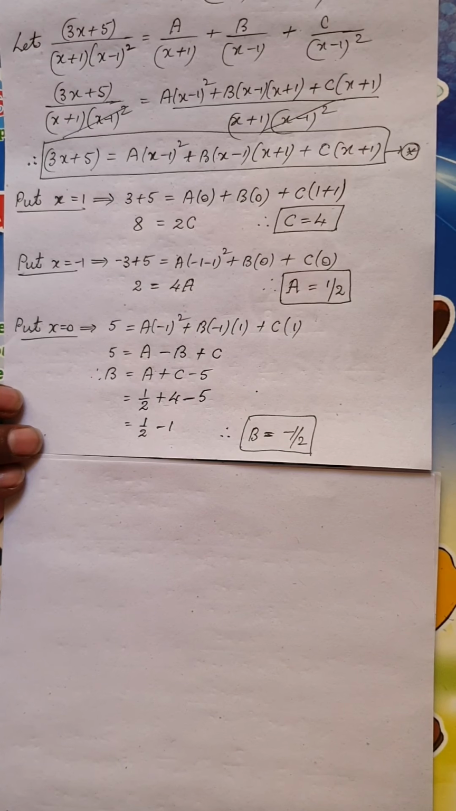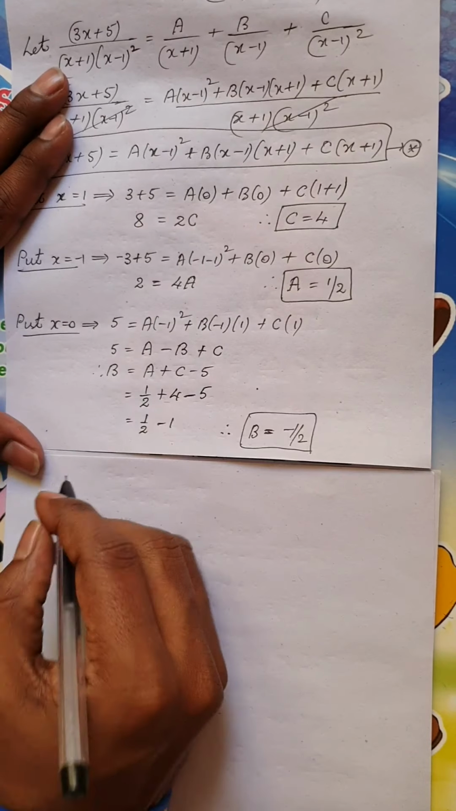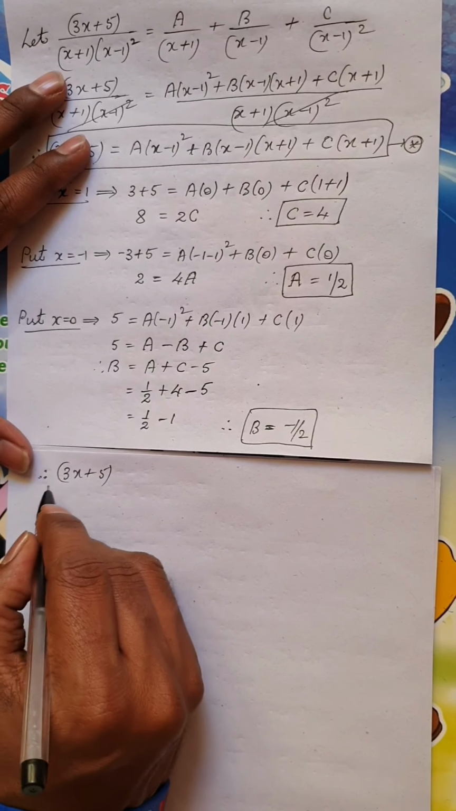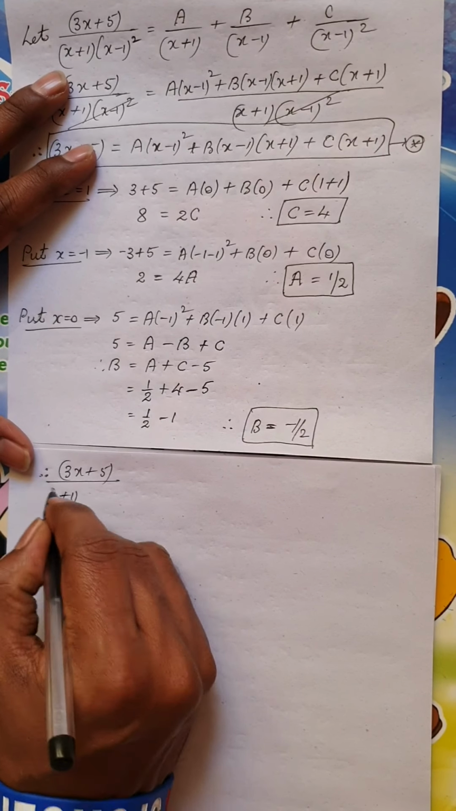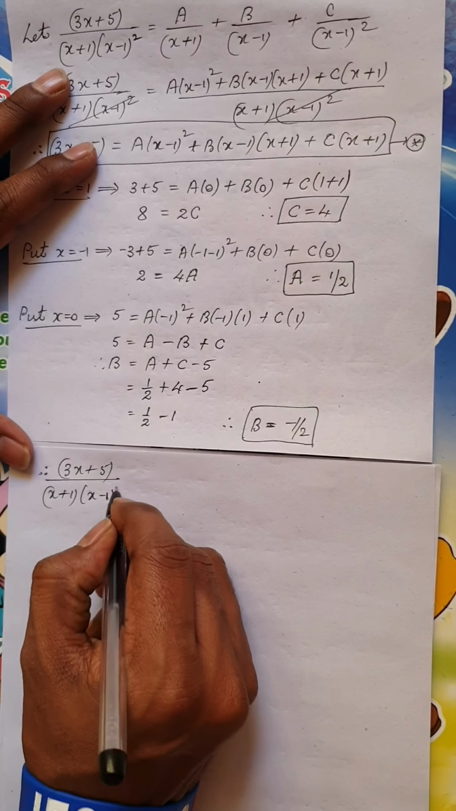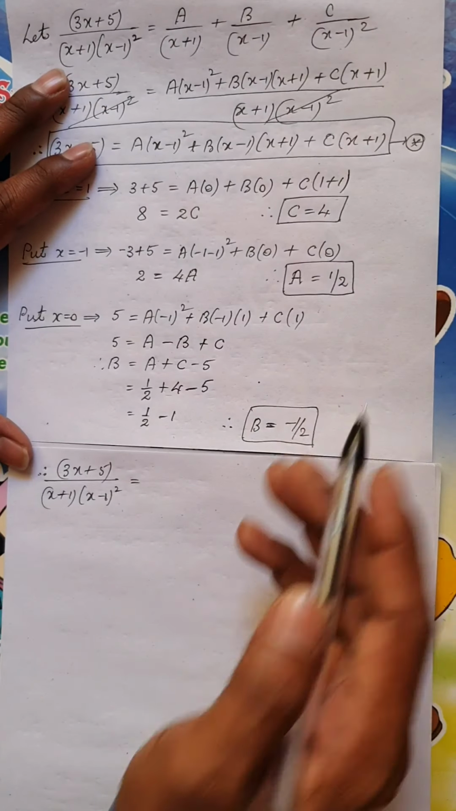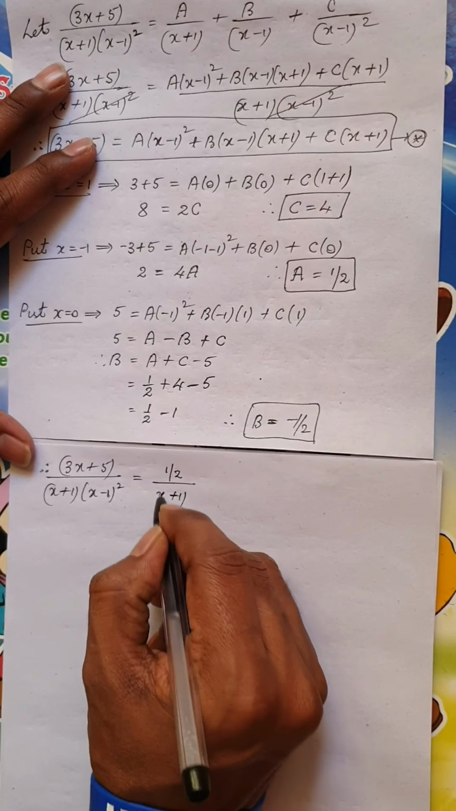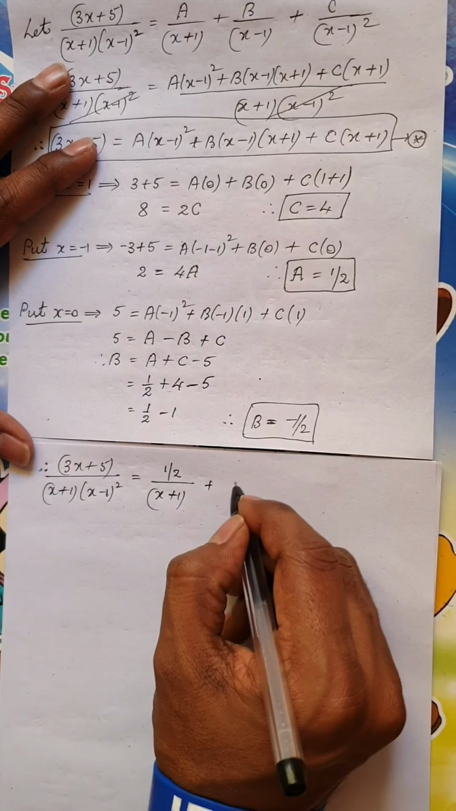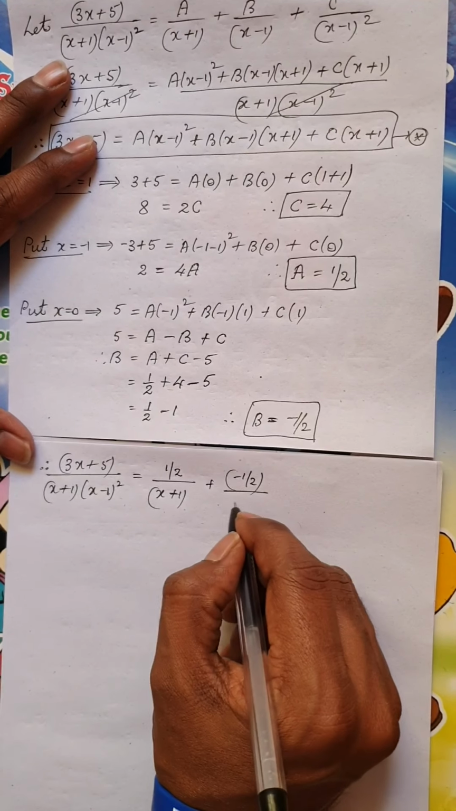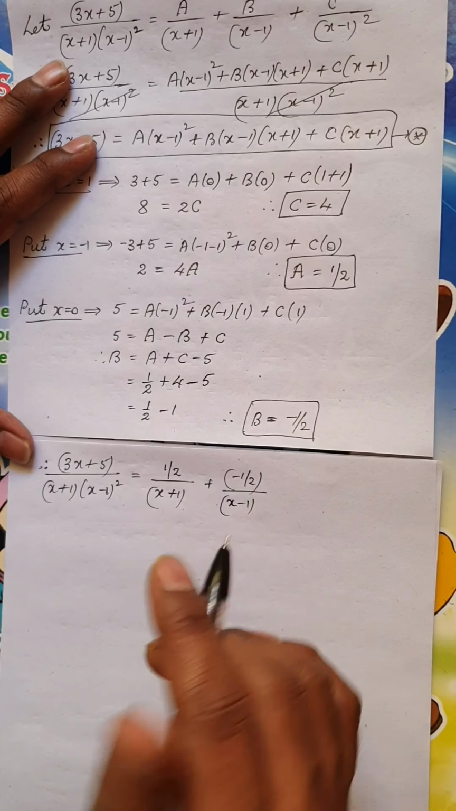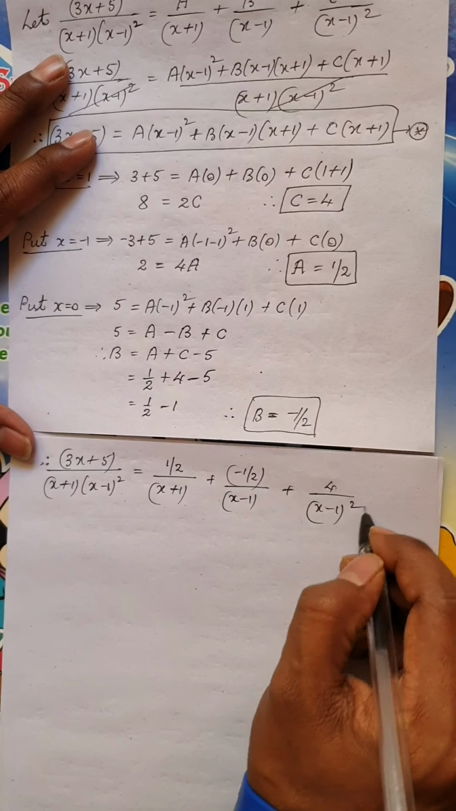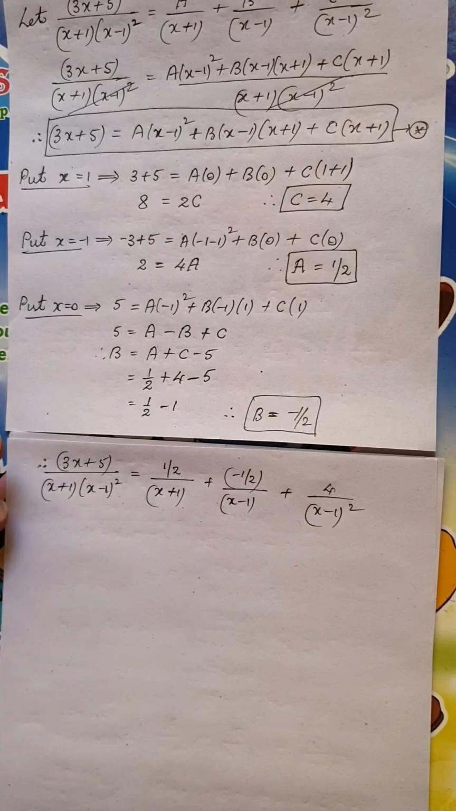Therefore, look at this step. I have 3x plus 5 divided by x plus 1 into x minus 1 whole square, which is nothing but a. What is the value of a? A is half. So, you can take it as half divided by x plus 1. What is b? B value is minus half. So, minus half divided by x minus 1, plus c value is 4. So, it is 4 divided by x minus 1 whole square. Is it clear? Now, we will integrate.